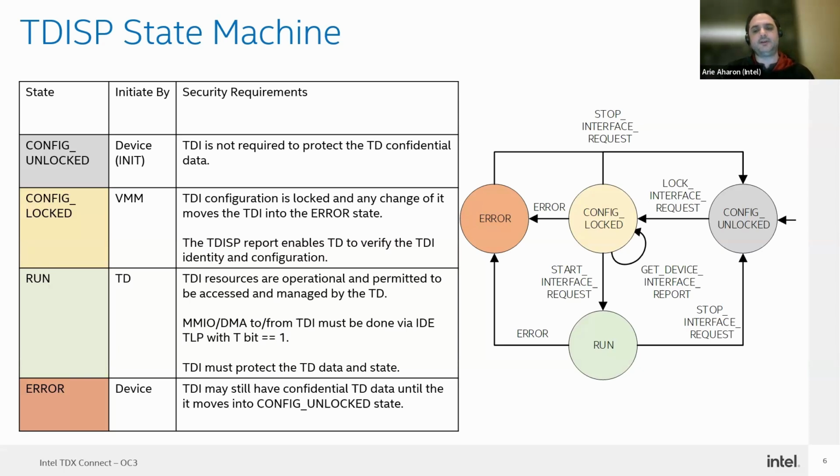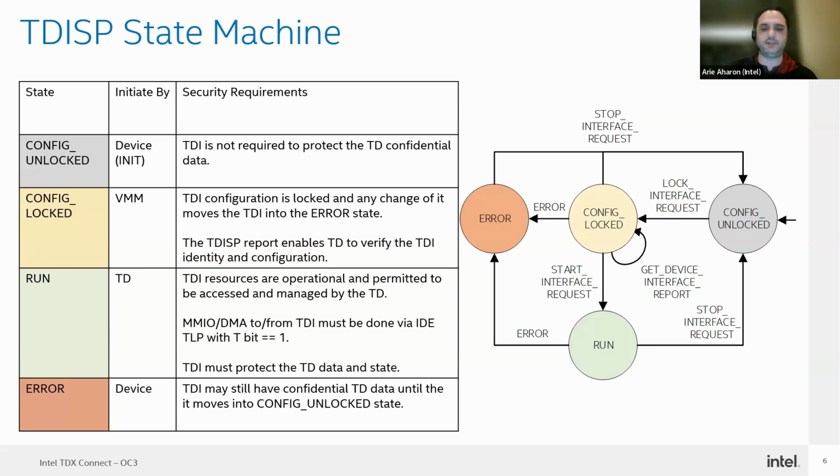Once in config locked, the device can get messages from the TVM. The TVM needs to get the device measurements and attestation, and also the configuration report. Once the TVM gets the measurements and the TDI report, it can independently decide whether it is willing to extend its TCB and accept the device into its TE. Once the TVM decides the device and its configuration are acceptable and trustworthy, then it can issue a request to move the device into its run state.